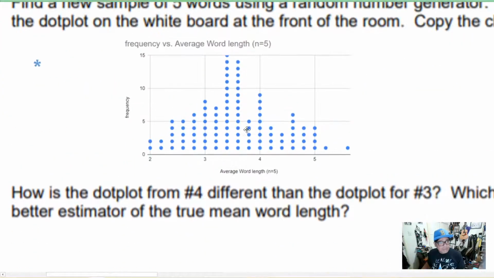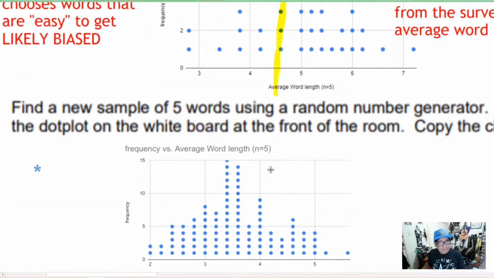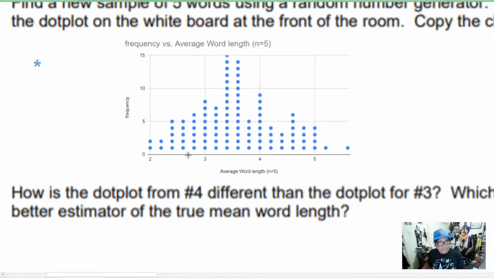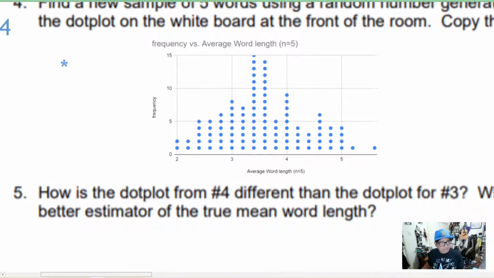And the minimum is 2 and the maximum is only about 5.6, maybe 5.8. Whereas before, the minimum here was 2.8 and the maximum was 7.2. So definitely this has reduced the amount of variation that happened here if we use what's called a simple random sample.